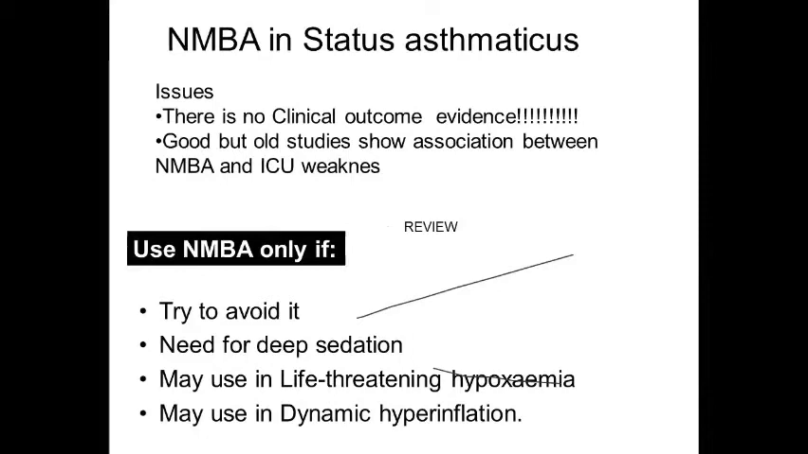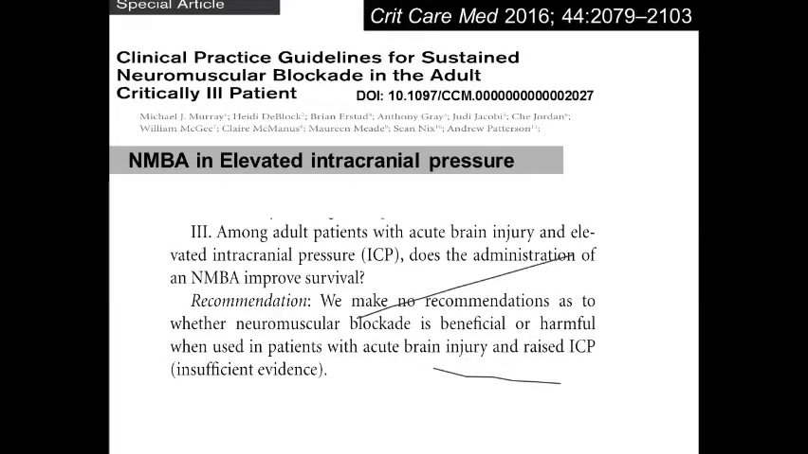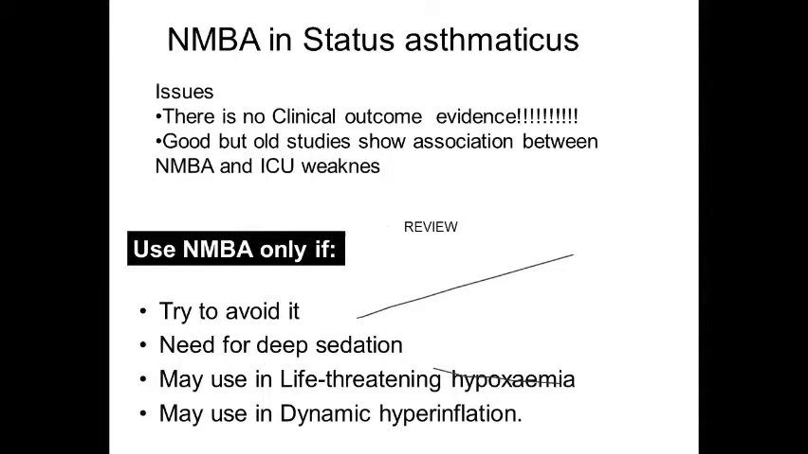So my take-home messages for this: try to avoid it in patients with status asthmaticus. You have to have deep sedation in those types of patients because irritation causes more exacerbation of their asthma. And you might use it in severe life-threatening hypoxemia only, so not in every single asthmatic who comes to the ICU, or if there's any dynamic hyperinflation. But do not use neuromuscular blocking agents routinely for status asthmaticus.